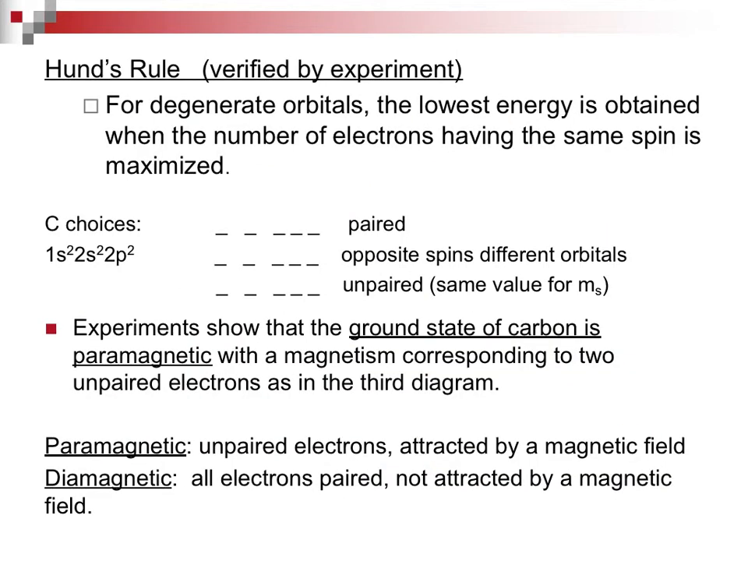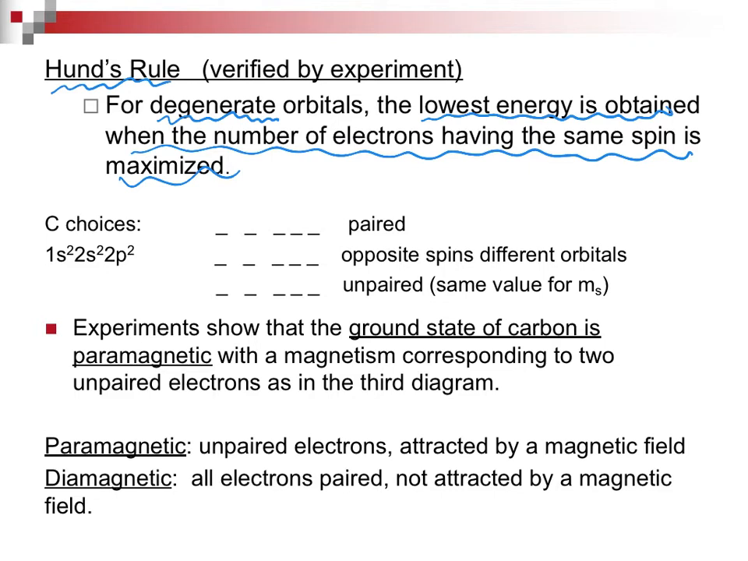So Hund's rule, which has been verified by experiment, says if I have degenerate orbitals, and by that I'm going to give an example, the lowest energy is obtained when the number of electrons having the same spin is maximized. Well, those are a lot of words. Let's break that down to show what we mean.